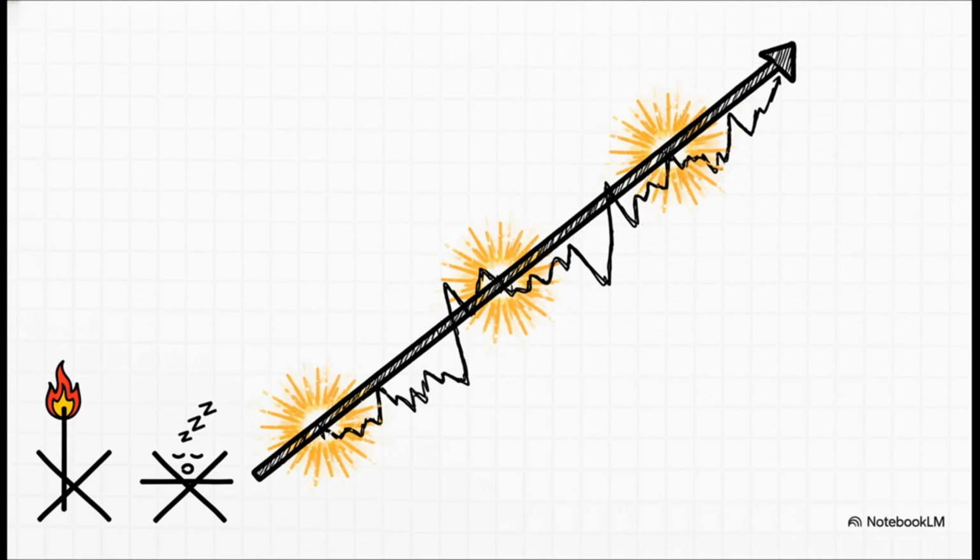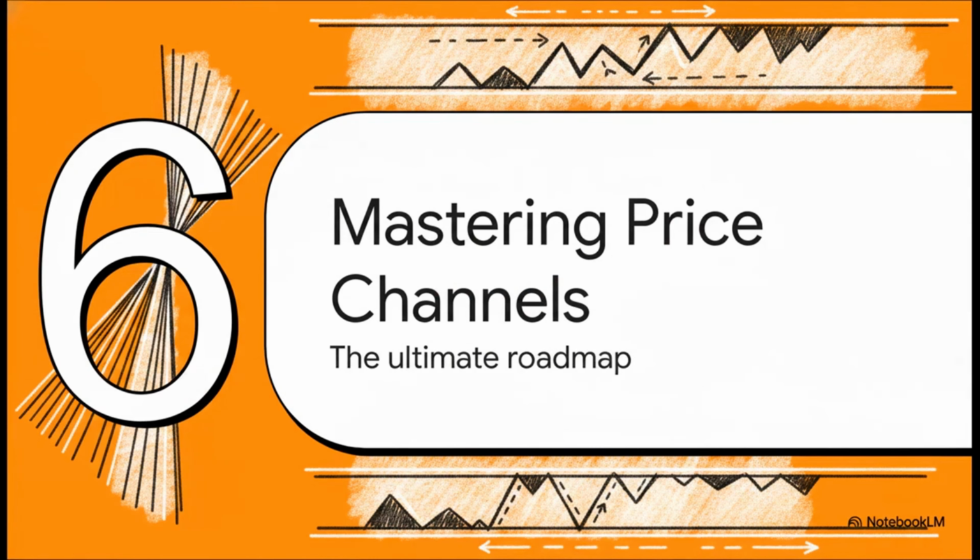A truly reliable trend line usually sits at a nice 35 to 45 degree angle. Anything steeper than that just burns out way too fast. And most importantly, it demands multiple clean retests. Every single time the price touches that line and respects it, more and more traders take notice, which just exponentially grows its psychological power. Finally, Section 6, Mastering Price Channels, the ultimate roadmap.